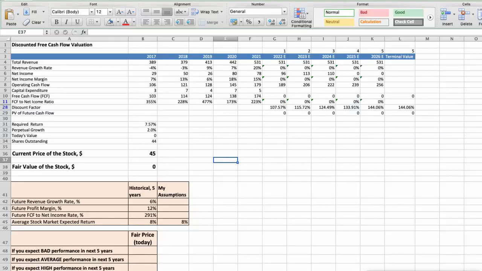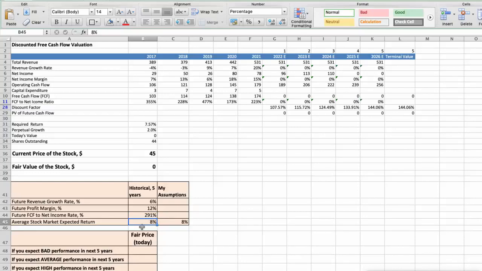This spreadsheet contains some financial data that we will use for the stock valuation. We see that the average revenue growth rate of the stock has been around 6% per year, for last 5 years. We see that the average profit margin of the stock has been around 12% per year, for last 5 years. Also we see that the average free cash flow to net income rate of the stock has been around 291% per year, for last 5 years. And we expect 8% per year average stock market return.